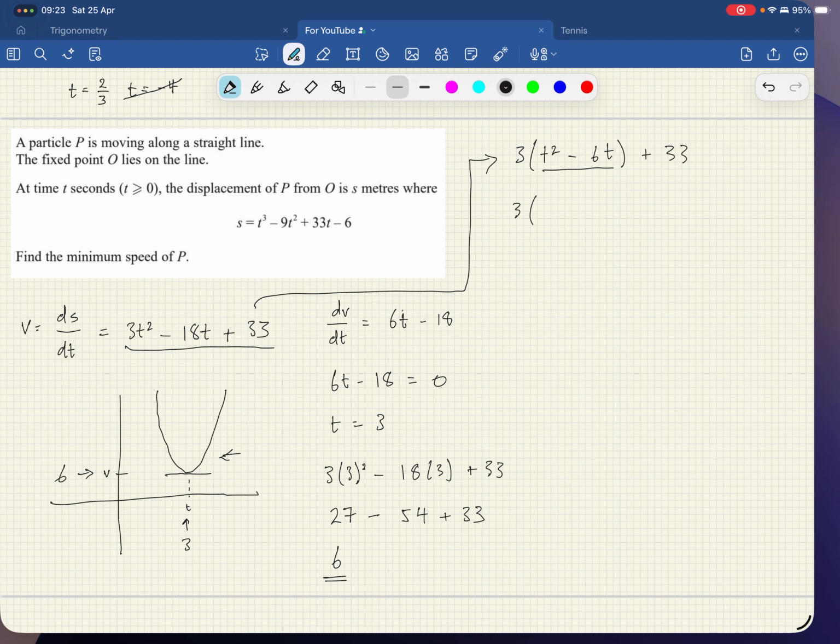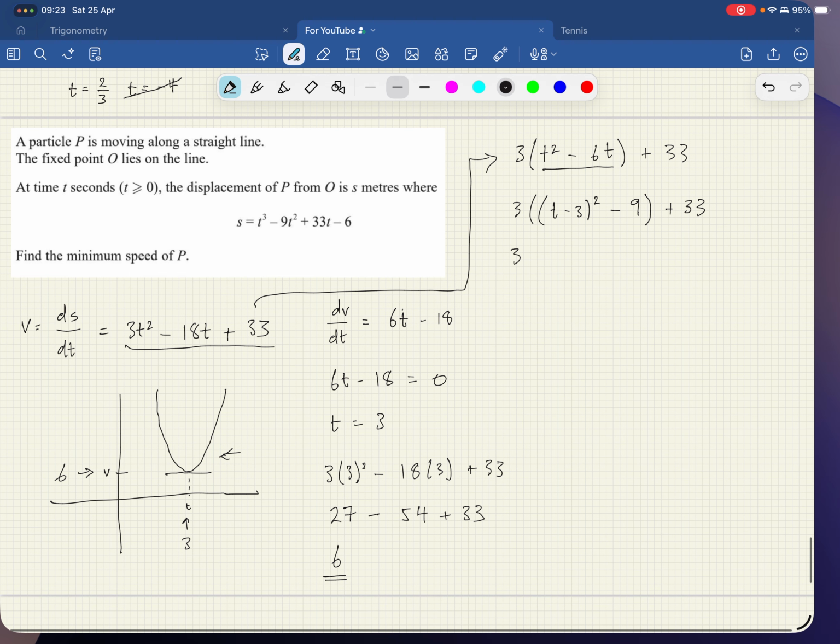So we've got 3 somethings, and that's going to give us t minus 3 all squared. Now we're going to get a plus 9 that we want to get rid of, so minus 9 plus 33, that's right, isn't it? And we can then get rid of the outer brackets. 3 times (t minus 3) squared, then this is minus 27, multiplying out the brackets, plus 33, which is 3 times (t minus 3) squared plus 6.